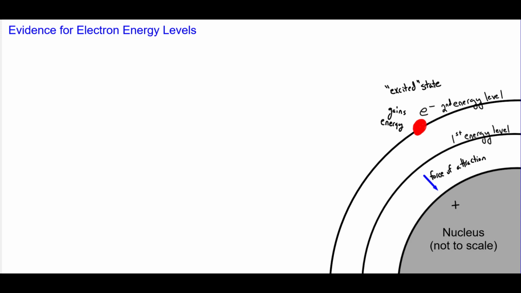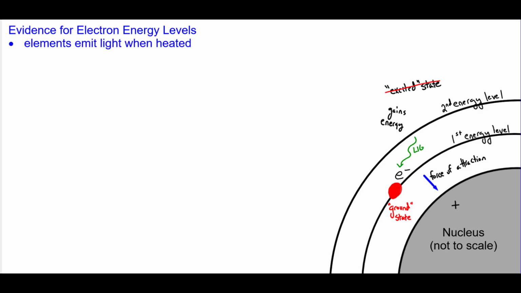Well, that excited electron doesn't stay there very long. Very quickly, it loses that energy and falls back to the energy level that it came from. So let me drag it back down here. And so we're no longer in the excited state, we're back to where we came from, and so that's called the ground state. Now, when this electron falls from the excited state and back to the ground state, this energy is given off as light, and that's something we can see with our own eyes.